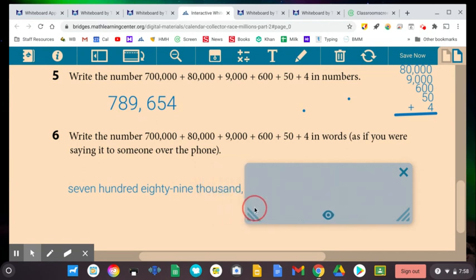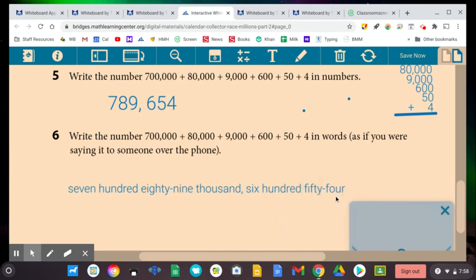789,000. There's our family. See the comma? Because that's only as big as 700,000. And then we have 654. Do you see the hyphen again? Okay, so you had a little bit of practice.